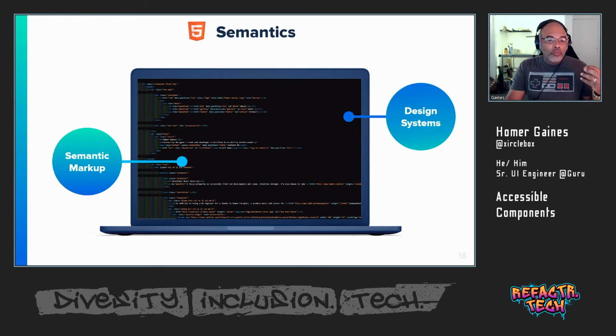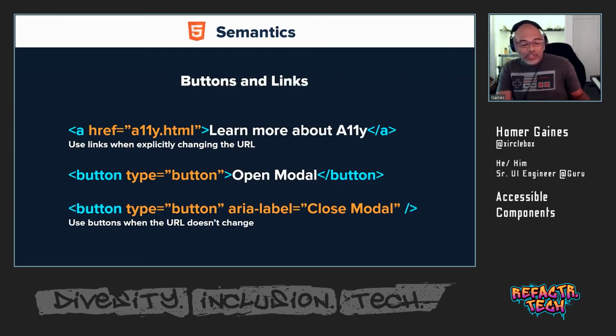You can also build the accessibility into your test so that whenever a developer does pick up a component and they start to work with it, they can make sure that they have all of the correct attributes that are actually necessary for that component to function correctly. And first, I'd like to start off talking about buttons and links.